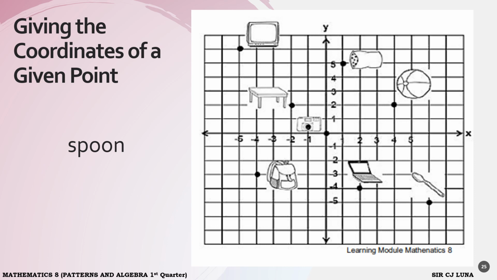Next is the spoon. The spoon is in quadrant 4. It is located 6 units to the right of the y-axis and 5 units below the x-axis. Therefore, the coordinates of the spoon is (6, -5).